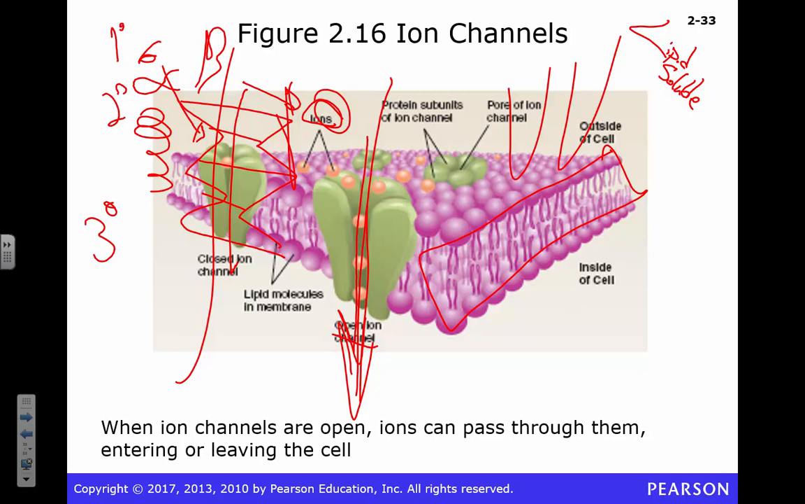Now, the inside of that channel is going to be lined with positively or negatively charged amino acids, right? And the structure and the shape of that channel and the pattern of those charges is going to determine which ions can fit in and out, okay? And that's how we're going to make specific ion channels for specific ions.